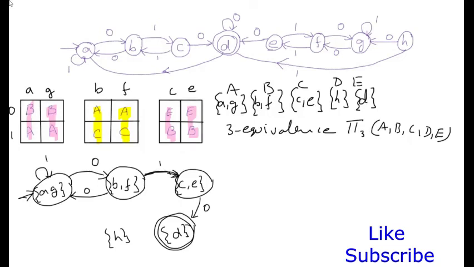C on 0 it is moving to the state D. C on 1 it is moving to state B, so the transition is this. D on 0 it is moving to the self state, so the transition is this. D on 1 it is moving to A, so the transition is this one. H on 0 it is moving to the state G, so the transition is this one. H on 1 it is moving to the state D, so the transition is this one. This is a minimized DFA with 5 states.